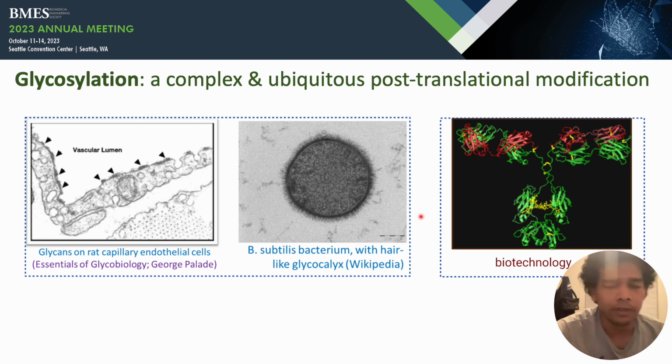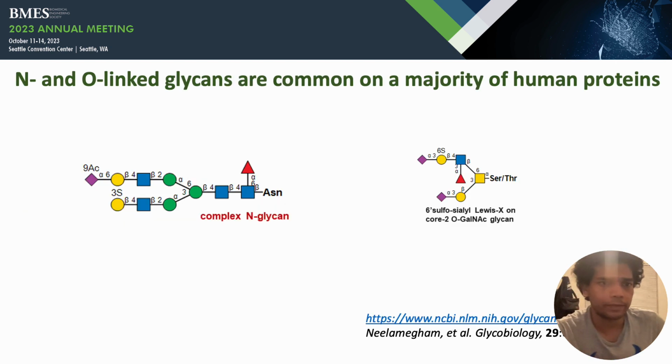This glycosylation also plays an important role in biotechnology, as it helps antibodies get their native structure. As we can see, the yellow-colored glycans help this antibody get its native structure.